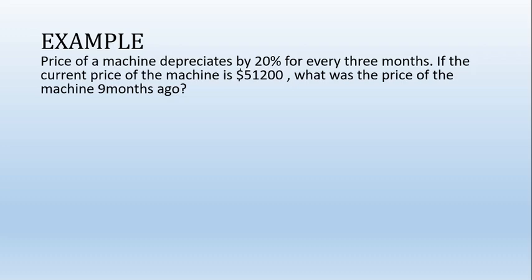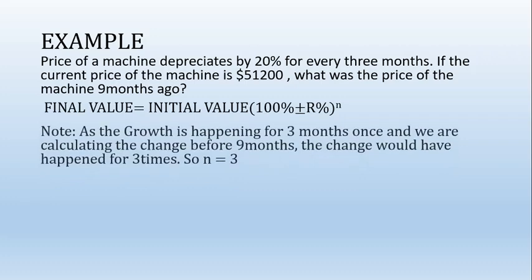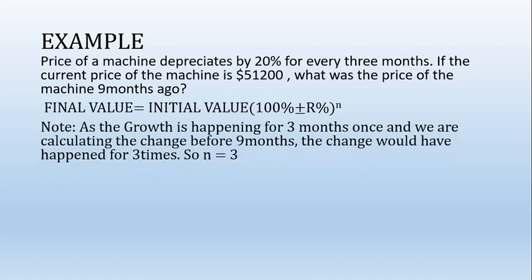So in 9 months how many times the change would have happened? So 9 divided by 3. So here you should be taking the n value as 3. Again, formula setup is the same. Final value equal to initial into 100 plus or minus r percent the whole power n, in which we are going to take n value as 3. Be careful, it's not 9.